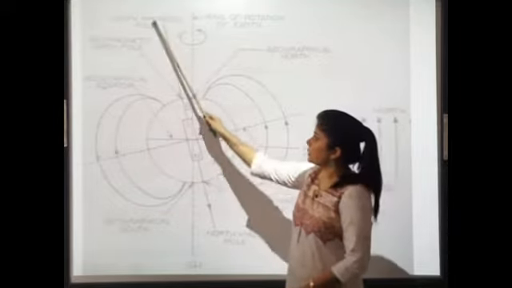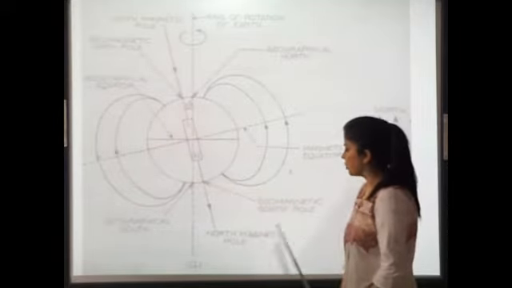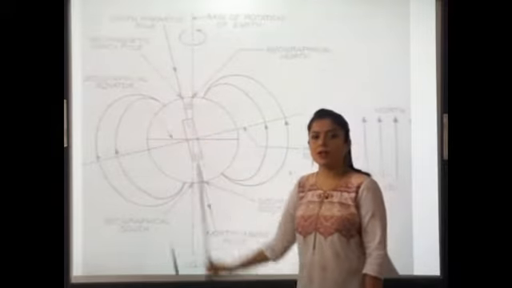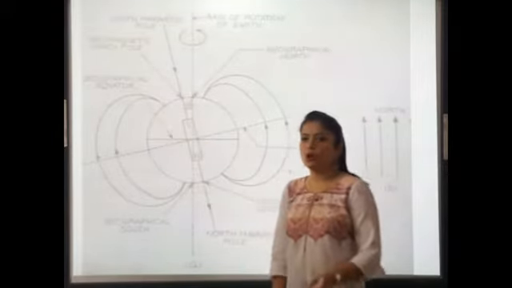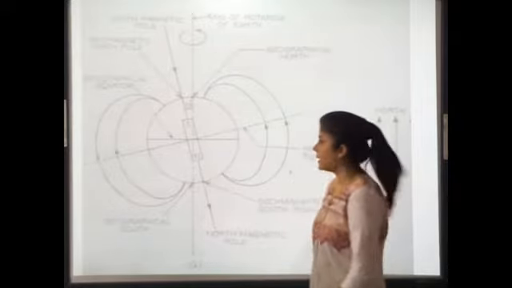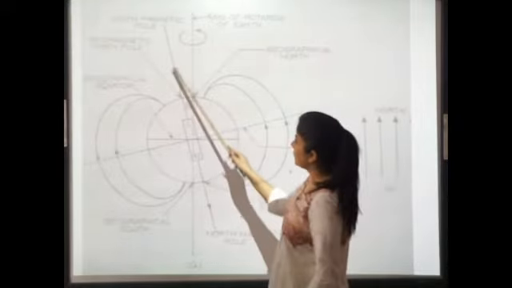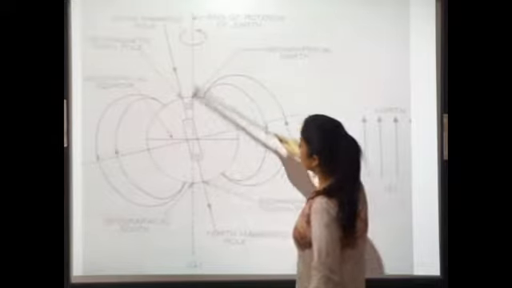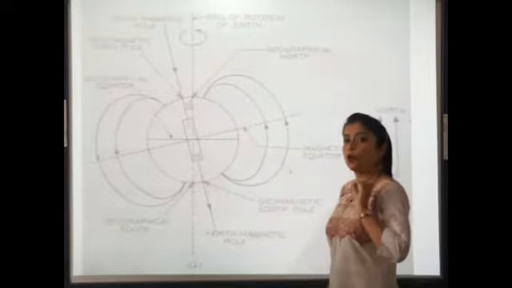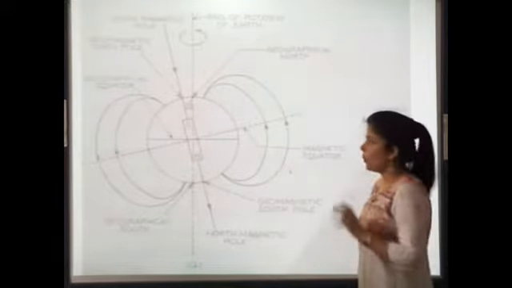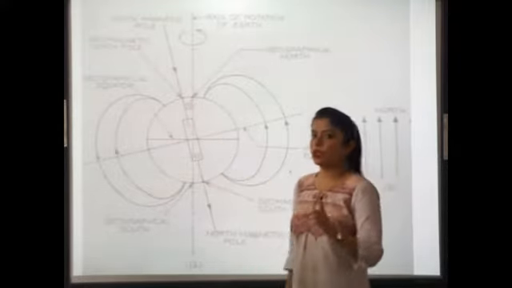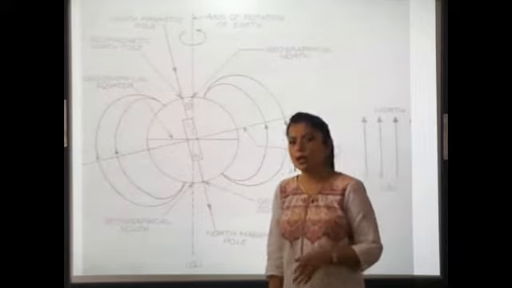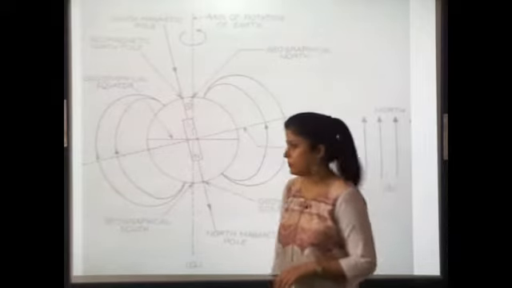The line which passes from north pole to south pole is known as the magnetic meridian. It is also referred to as the magnetic axis. This dotted line over here is the axis of rotation of the Earth, where the Earth rotates. The angle between these two is 11.5 degree, which is denoted by alpha, also known as the angle of declination.